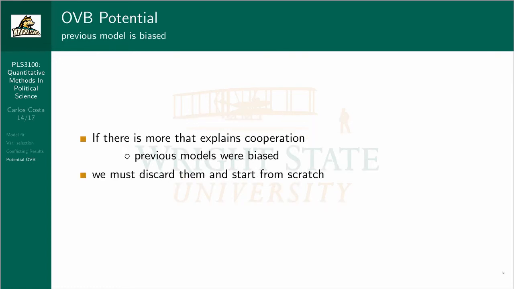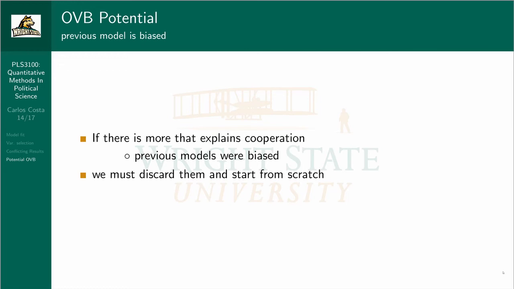The thing is, if you have identified that there are more elements explaining cooperation, that means that the previous two models that you have built are biased. Why are they biased? Well, because they did not include everything that explains cooperation. They omitted an important explanatory variable, and consequently, they suffer from OVB, omitted variable bias. If they're biased, we must start everything from scratch.